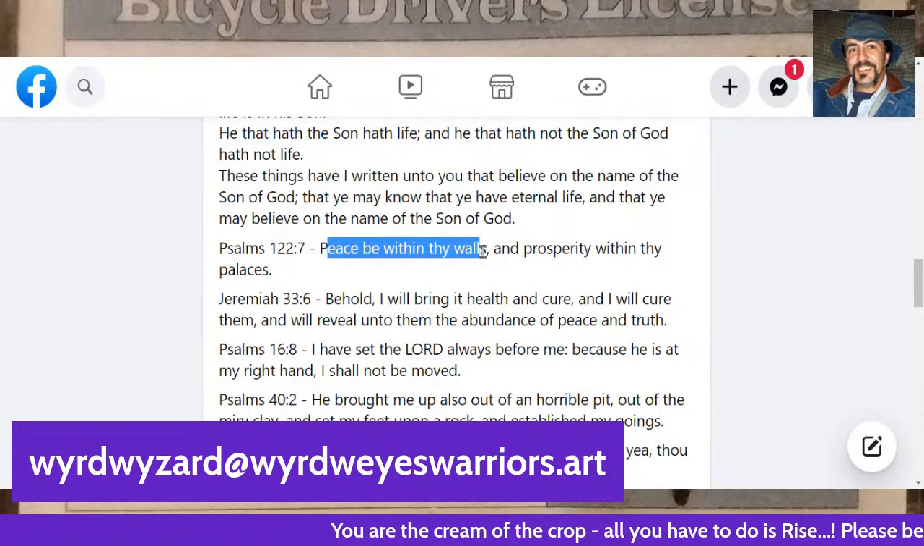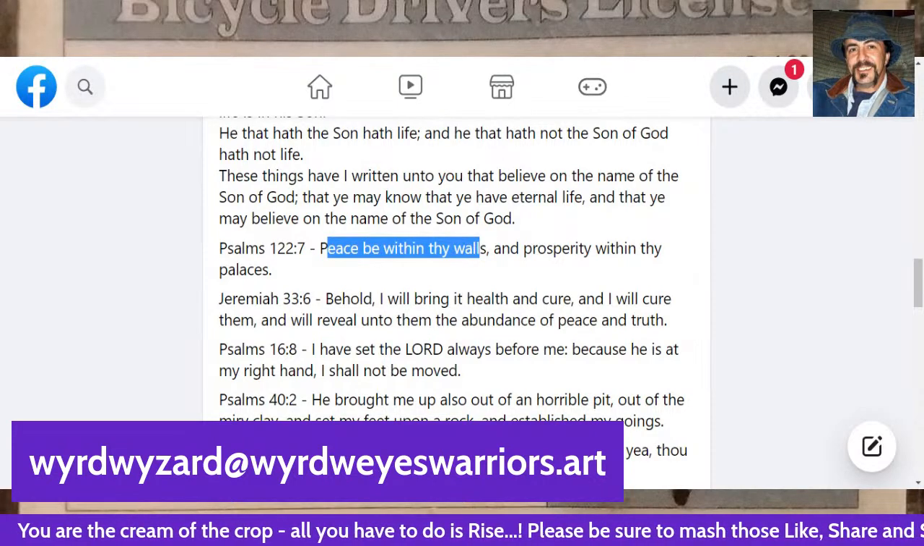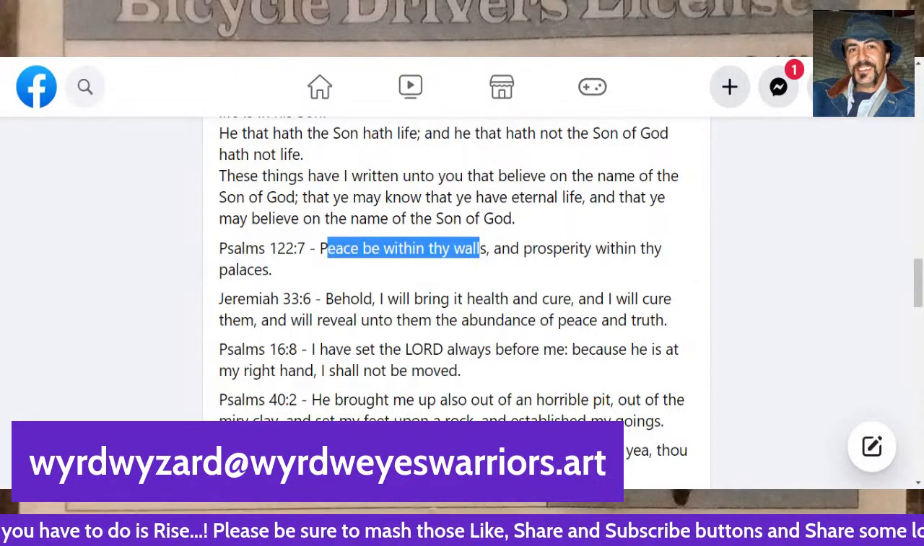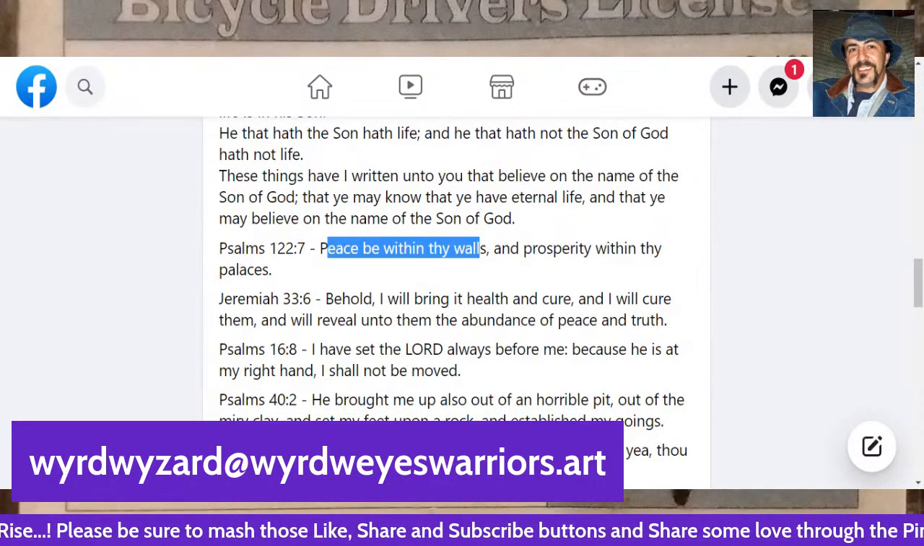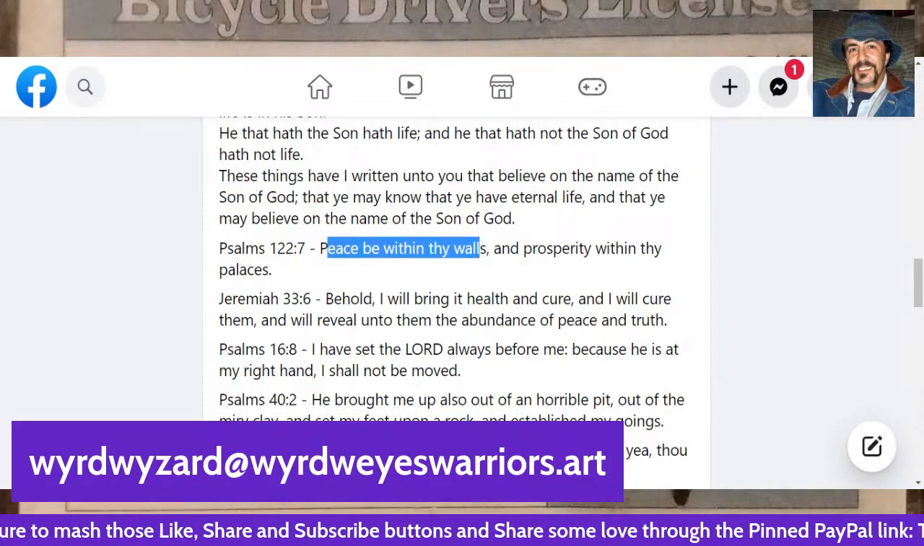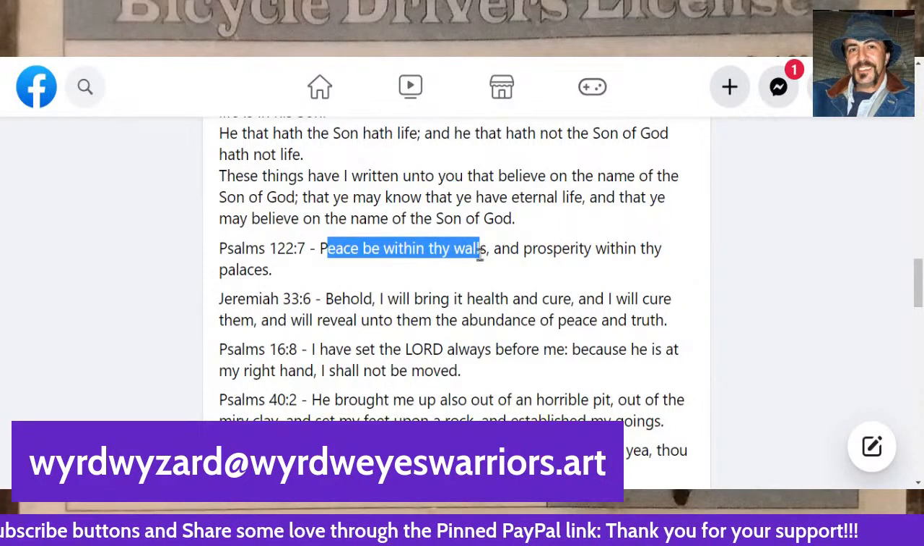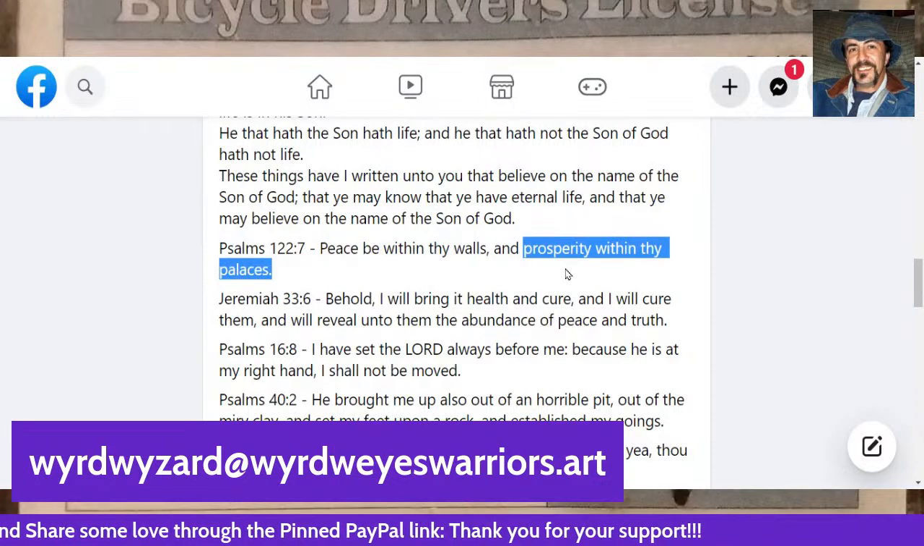These are the walls. The skin is my wall. Image of God moves upon the face of the waters. And this is the waters. This is my wall, the Spirit of God, image and likeness. And prosperity within thy palaces. And the prosperity is the knowledge. Again, it's not the materialistic things.